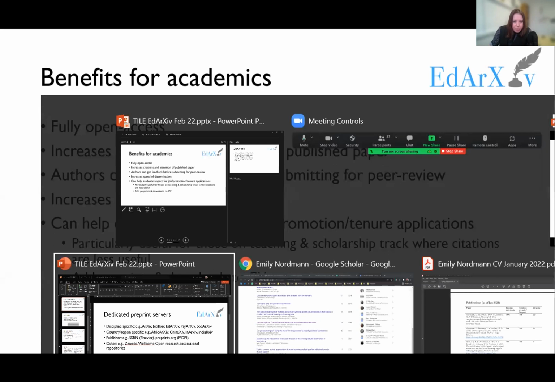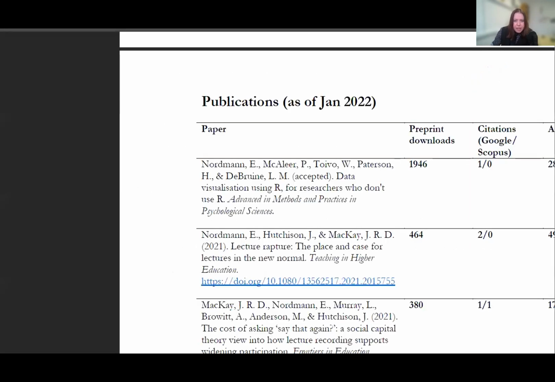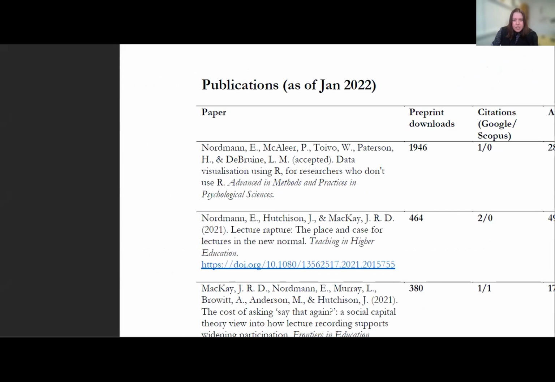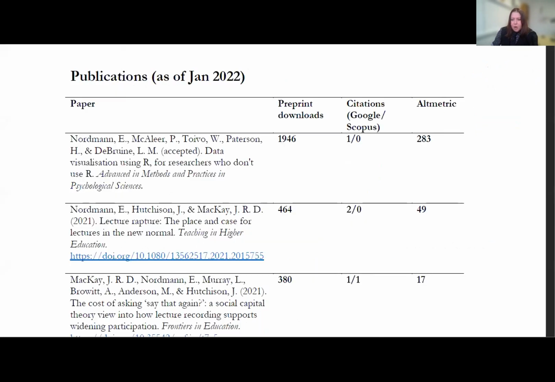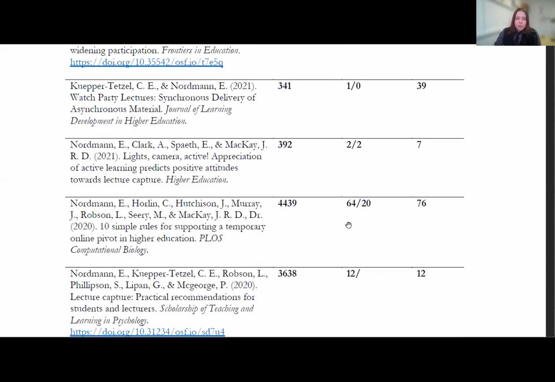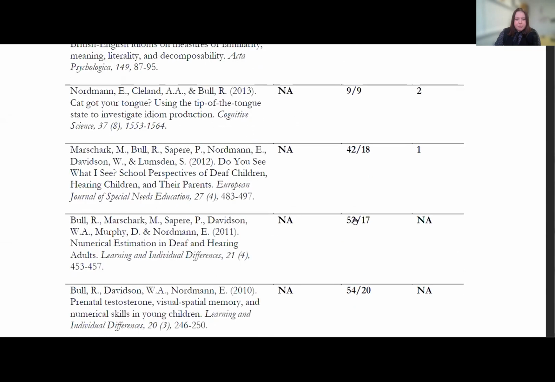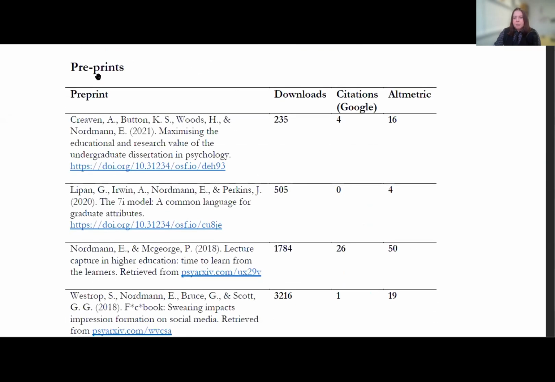Let's see if I can get up my CV. Okay. So this is my CV now. So rather than just having my list of publications, I also have the numbers of preprint downloads for each one, and then the citations according to Google and altmetric and so on. And then I also have a specific preprint section as well for papers that haven't yet been accepted, to show that this is the work that I am doing.